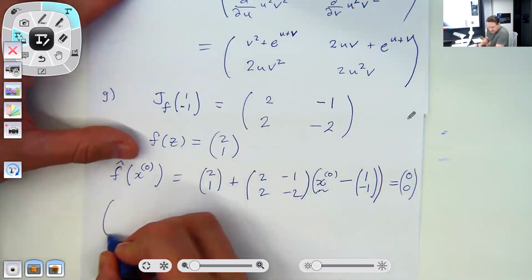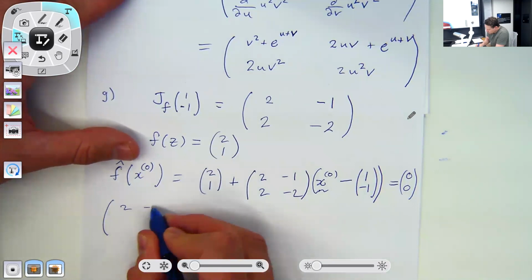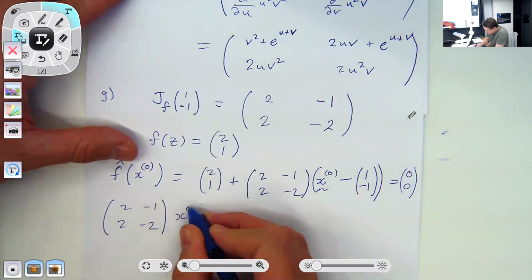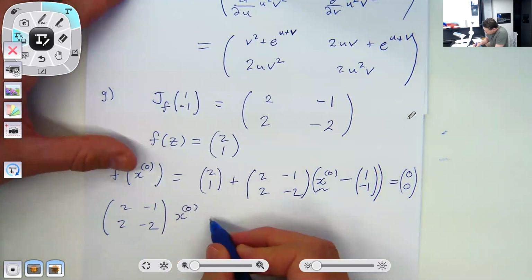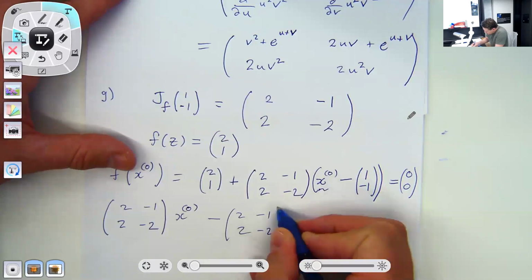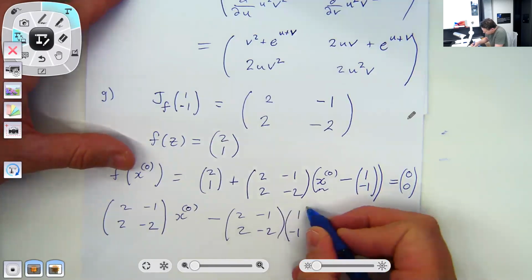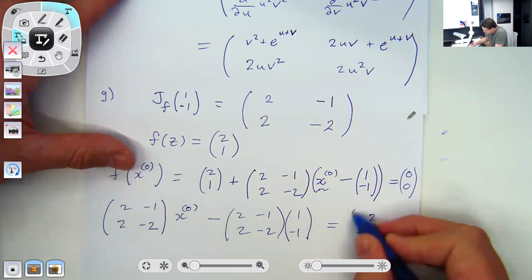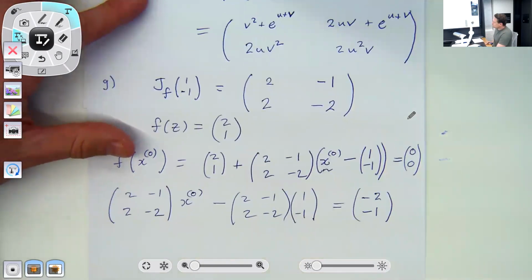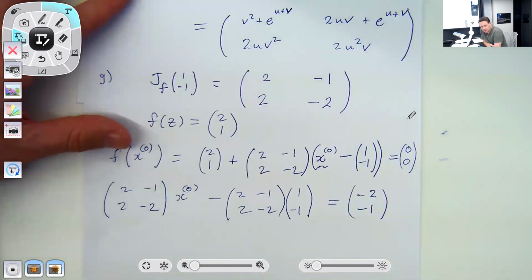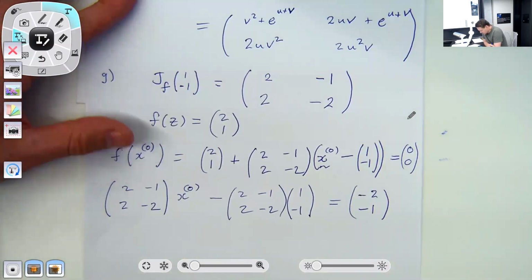So I'll start over here. 2 minus 1, 2 minus 2, and then we'll have x superscript 0, but then we also have minus 2 minus 1, 2 minus 2, and then times our 1 minus 1, and that's equal to the negative of 2, 1, so minus 2 minus 1. And then we'll want to take this over to the right-hand side as well.